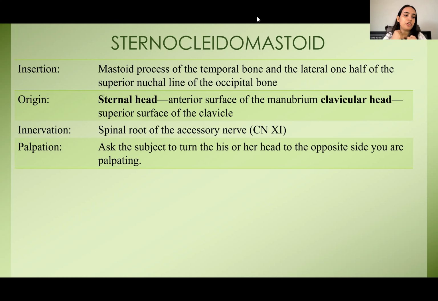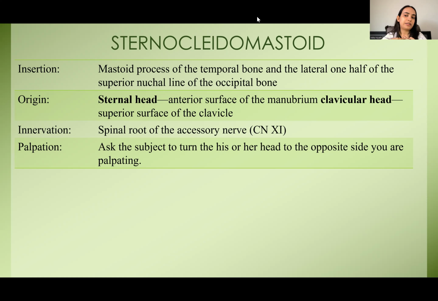So what is the origin of the SCM muscle? As the name suggests, sternocleidomastoid. Sterno means sternum, the manubrium part of the sternum. Cleido means clavicle, this part of the clavicle, and mastoid is for the insertion. So the sternocleidomastoid muscle has two heads of origin. One is the sternal head, from the manubrium part of the sternum, and the clavicular head, from the superior surface of the clavicle.